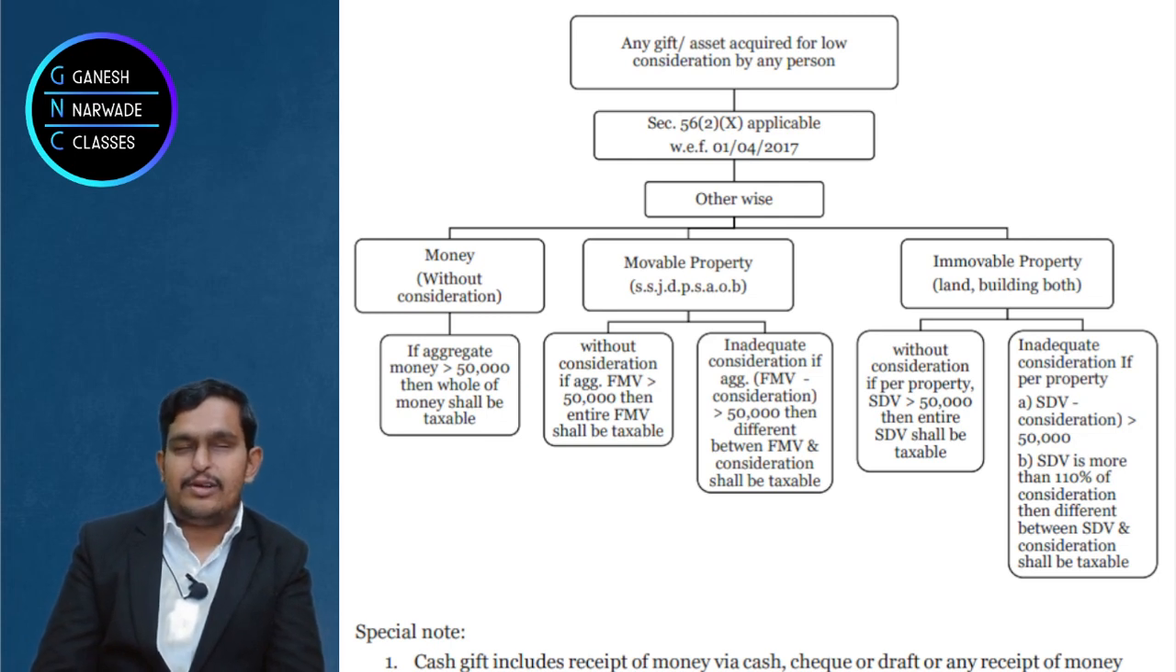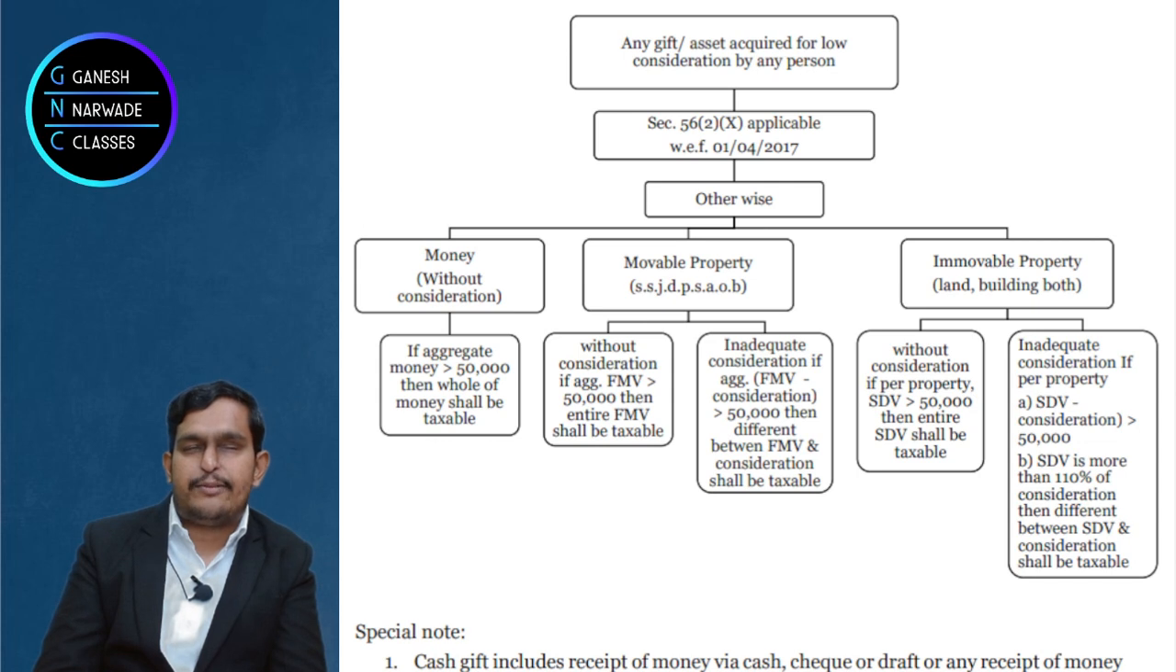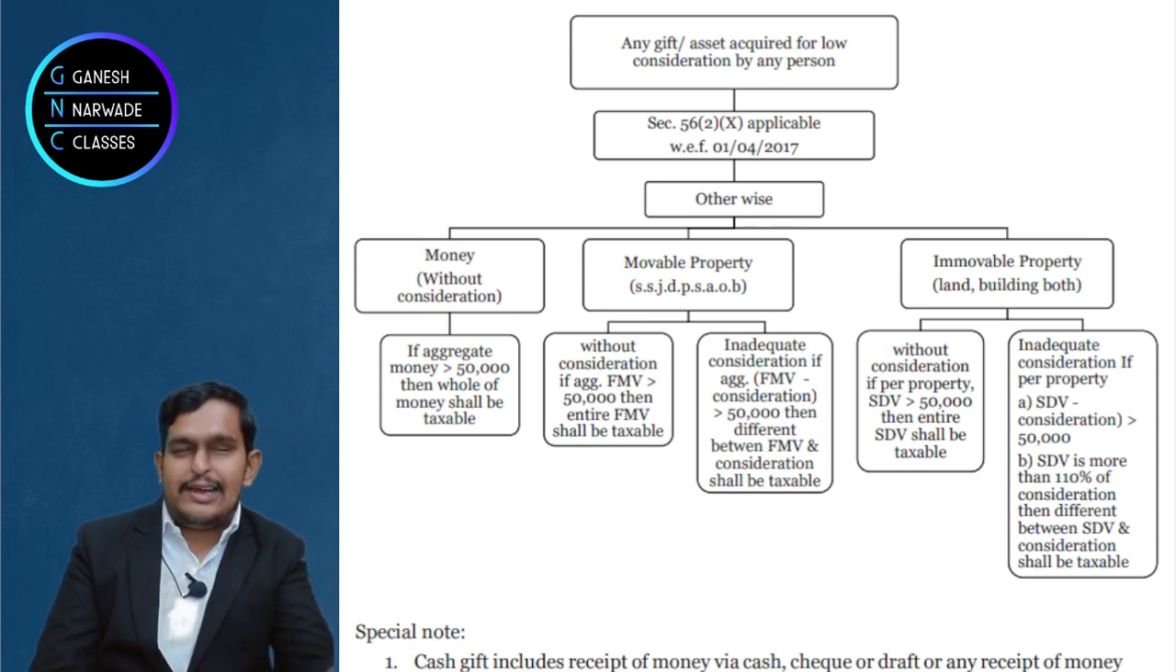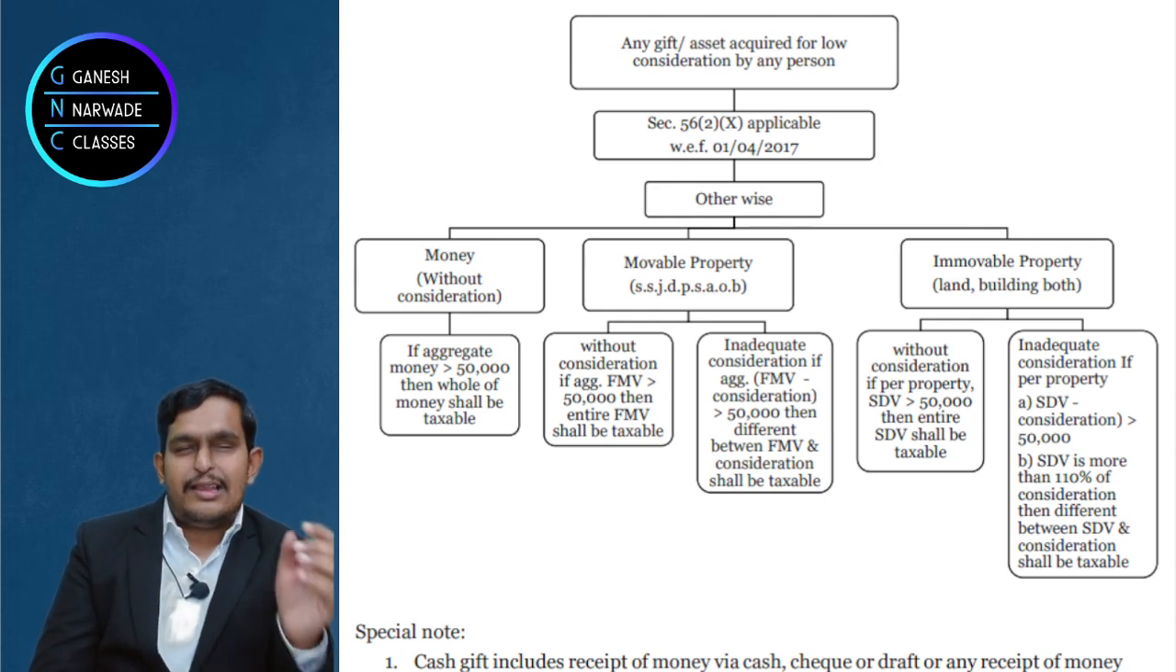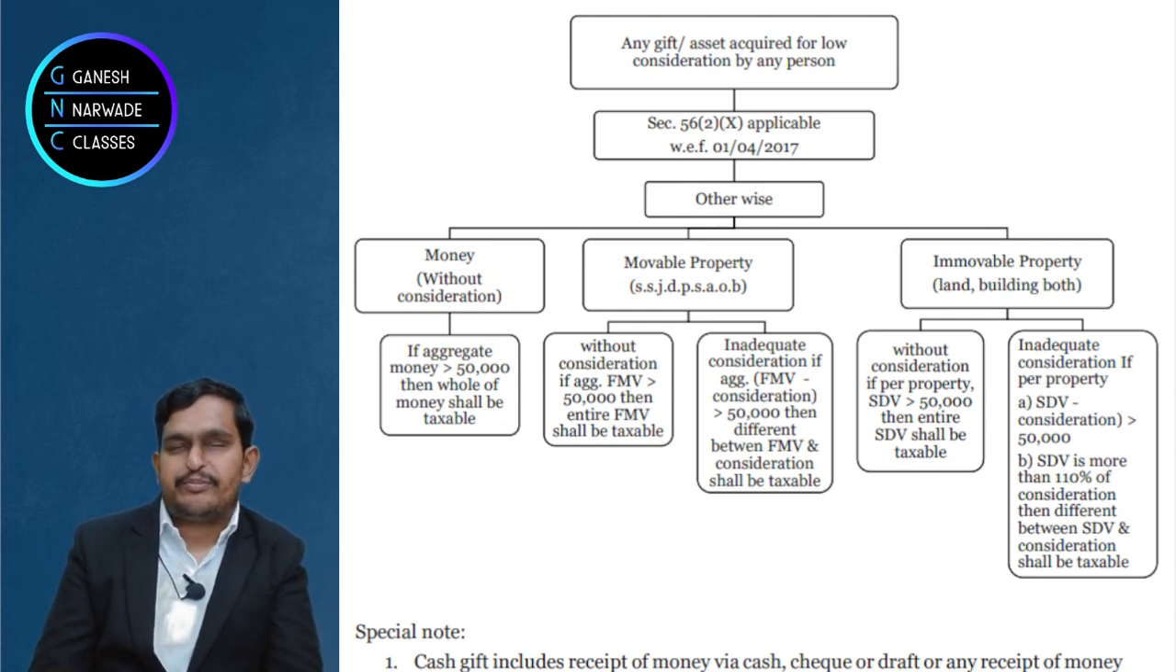Clear? Very good. Now this I spoke about only movable property without consideration. So what is the parameter? Fair market value. How much should it exceed? 50,000 rupees. Is a single gift of more than 50,000 required? Fair market value of a single movable property gift should be more than 50,000? No. Aggregate all movable property gifts together in a year should be more than 50,000. Then the entire amount is taxable. Less than 50,000, nothing taxable.